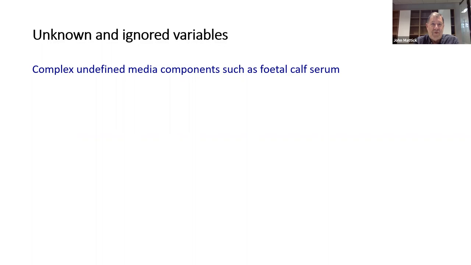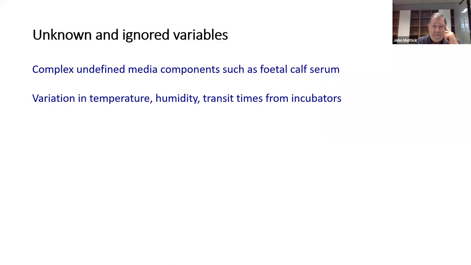If anybody is doing experiments where they have to rely on getting the same batch of things like fetal calf serum, then you might as well just go to the beach, because it's a waste of your time and everybody else's time and money. The other things that we might briefly canvass are idiosyncratic variation in temperature, humidity, and transit times from incubators. I learned this because I got involved with a company in England that does robotic experiments.